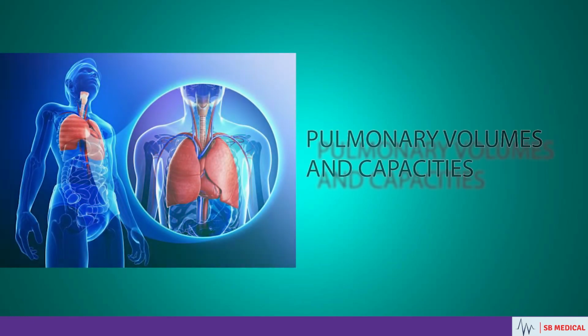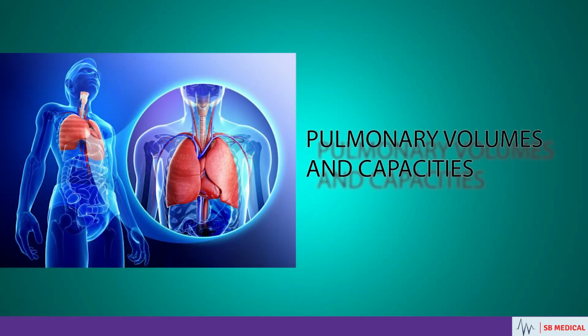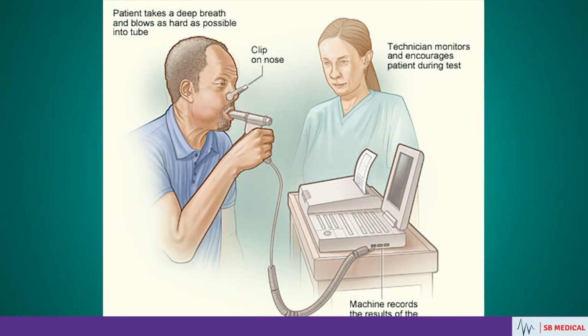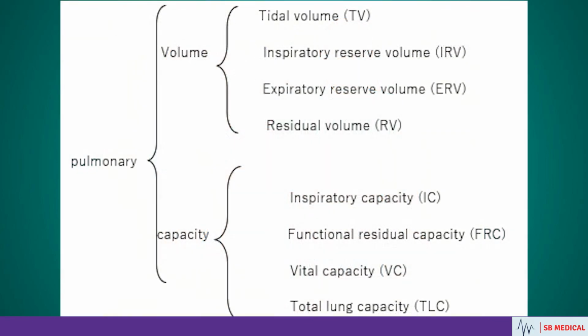Everyone, today we will be discussing pulmonary volumes and capacities. Pulmonary function can be studied by examining the volume of the air transported in each pulmonary cycle, a method called spirometry. For ease in describing the events of pulmonary ventilation, the air in the lungs has been subdivided into 4 volumes and 4 capacities. In this video we will describe all of these volumes and capacities.